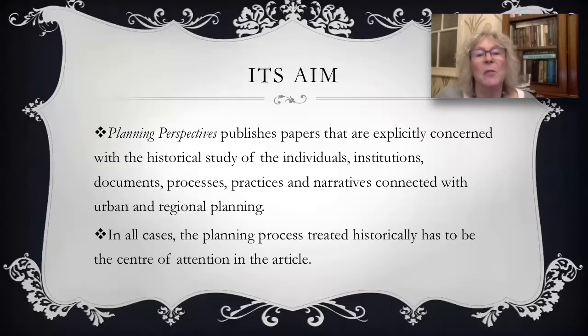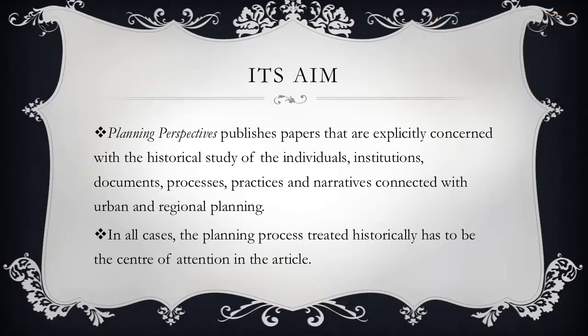In terms of what we aim to publish, we have a very clear idea of what it is our journal is about. So we express this as papers that are explicitly concerned with the historical study of the individuals, institutions, documents, processes, practices, and narratives connected with urban and regional planning. So you can see here that we take a number of different perspectives on planning, but that key theme of planning is really important, and you might be surprised to know that quite a few submissions we get to the journal actually don't mention planning at all. So it's really important to realise that that is our key aim. And not only are we interested in planning, but that planning has to be in a historical context. So, we are interested in the kind of historical dimension the theme of the paper has.